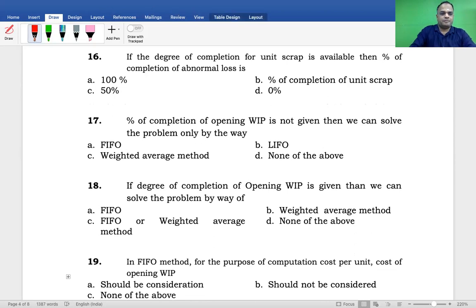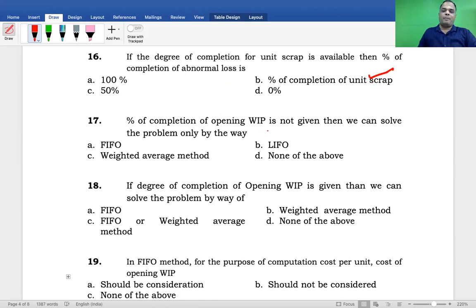Next. If the degree of completion of the unit scrapped is available, then percentage of completion of abnormal loss is 100%, or percentage of completion of unit scrapped, or 50, or 0. B, percentage of completion of unit scrapped you have to take. In general, degree of completion of abnormal loss is 100%, but if the degree of completion for the unit scrapped is given in this question, then that percentage is what you are supposed to take.